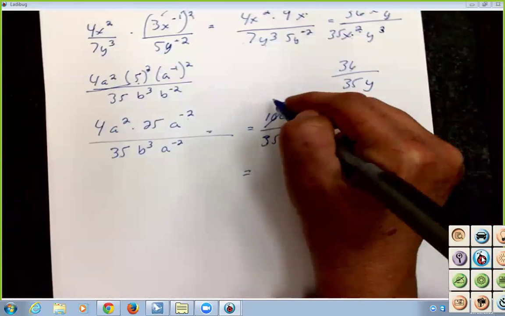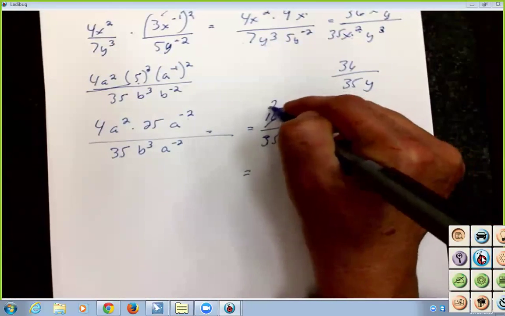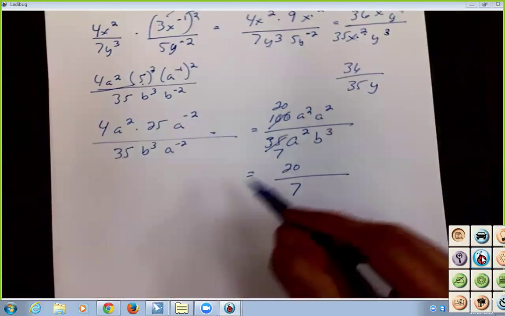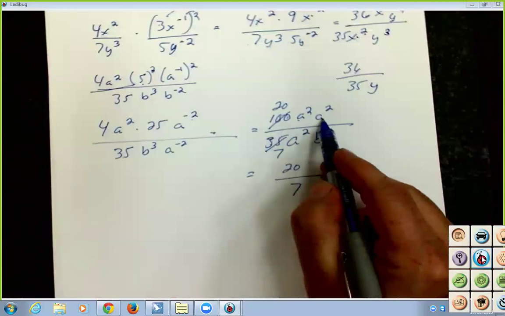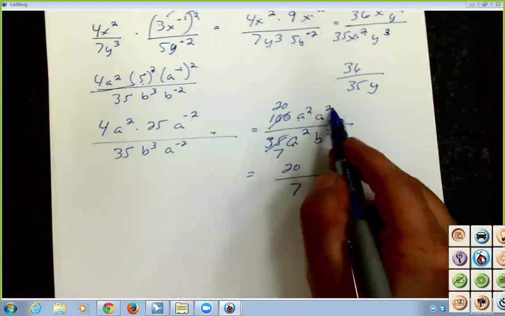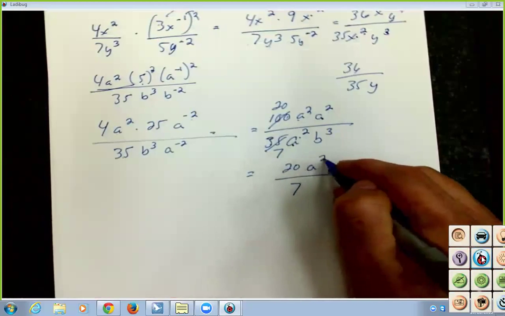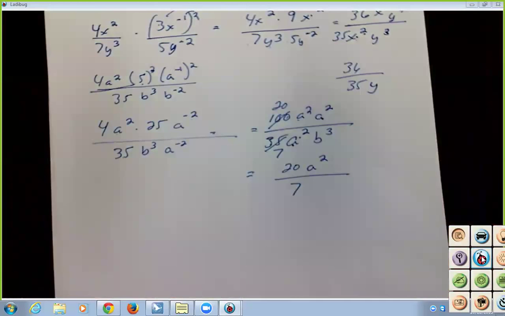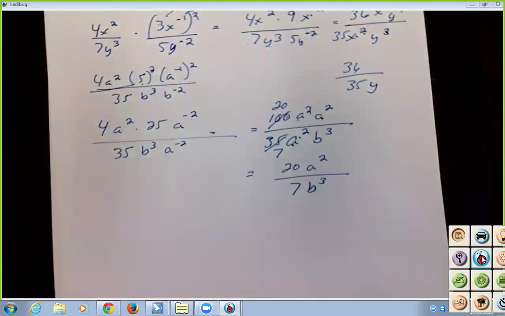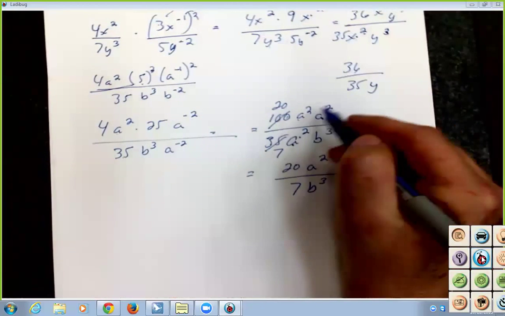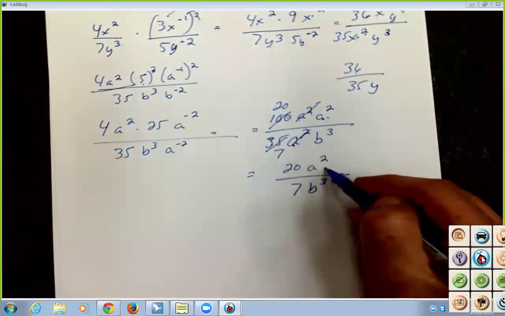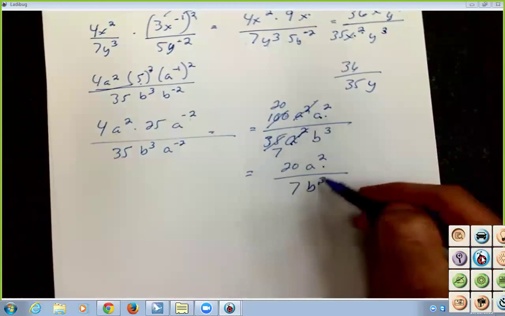135 have a 5 in common. So this becomes 20. That becomes 7. A squared and a squared is a to the 4th. Over an a squared. So I've got to take 4 and take 2 away. Leaves me an a squared. And then b cubed doesn't have anybody connected with it, so I have to leave it there. If you want, cross off the things as you do those. Like those two would cross off, leaving me an a squared. And then I just have a b cubed.